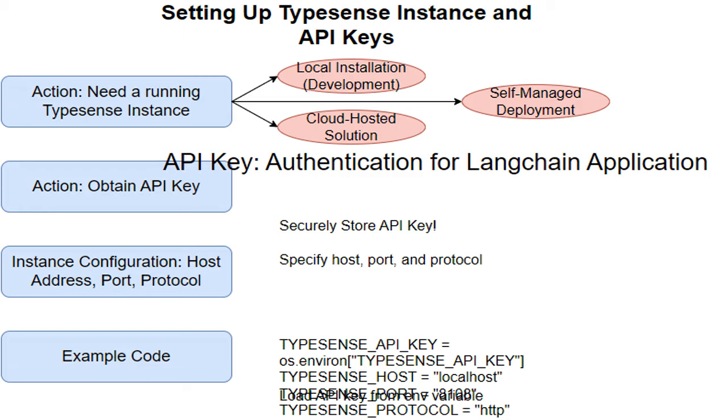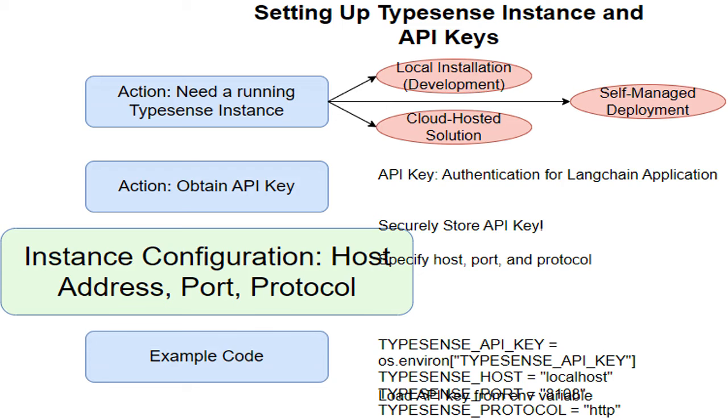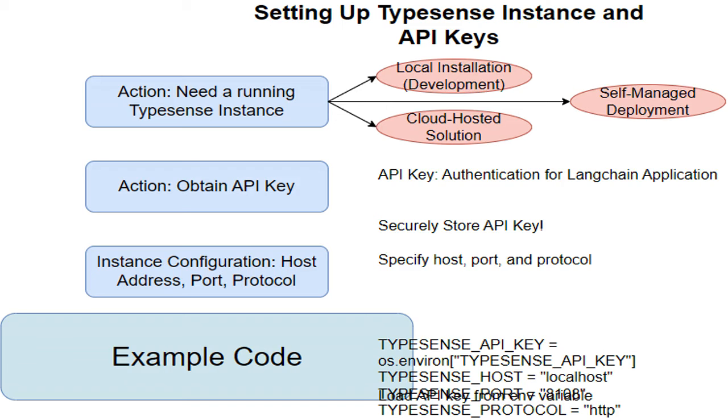The API key serves as a credential, validating the LangChain application's identity and granting it permission to access Typesense resources. Proper configuration of the Typesense instance involves specifying the host address, port number, and communication protocol to establish a connection. The following Python example demonstrates how to set up the necessary parameters to connect to Typesense.